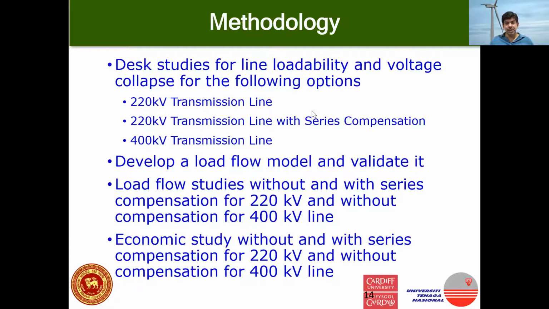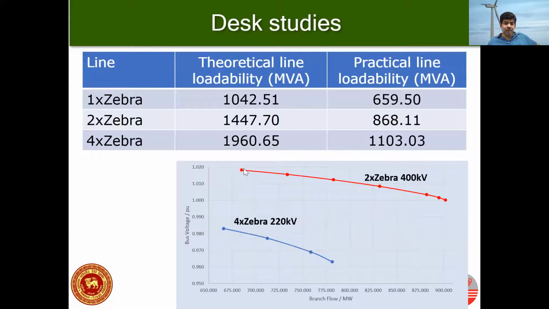Then you define the methodology. You would do test studies for line loadability and voltage collapse for the 220 kV transmission line without any series compensation, and then with series compensation, and the 400 kV line. Then you will do load flows, and you will try different compensation levels. And finally, you will do an economic study. So that's the kind of methodology. In order to obtain the line loadability, you can use the simple theoretical line loadability limit, and there are ways to get the practical line loadability.